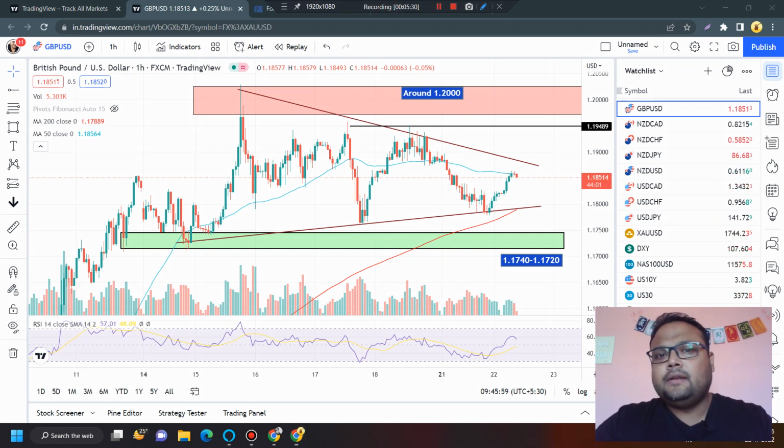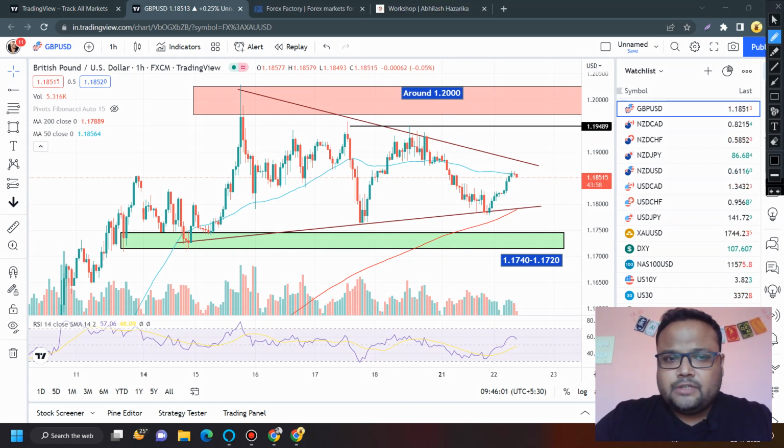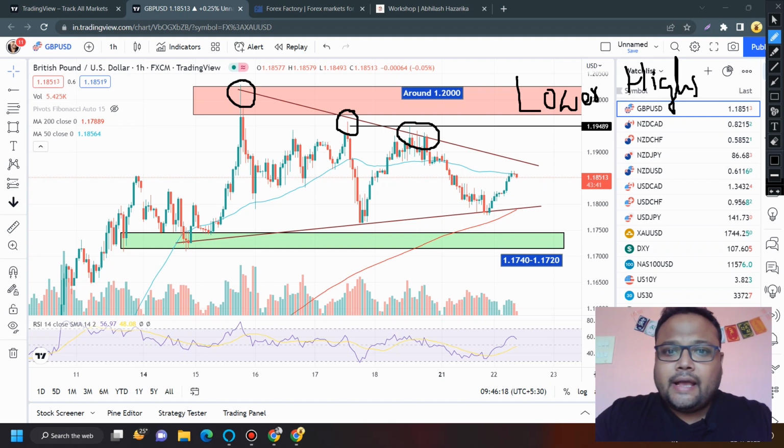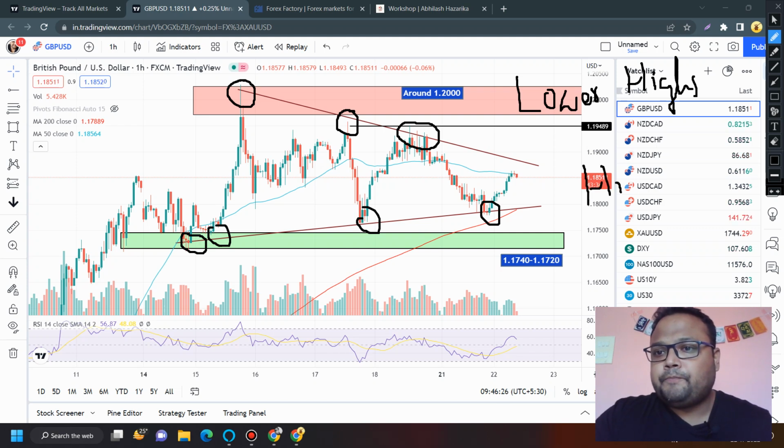But apart from these two levels, the significant thing that we are seeing on the chart of GBPUSD is that whenever it is going up, it is not breaking the previous high, or in simple words, the market is forming lower highs. Similarly, whenever the market is coming down, we can see that the market is forming higher lows. So the market is forming higher lows and also lower highs.